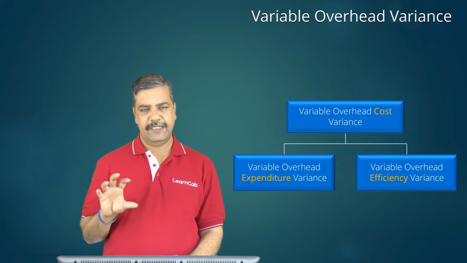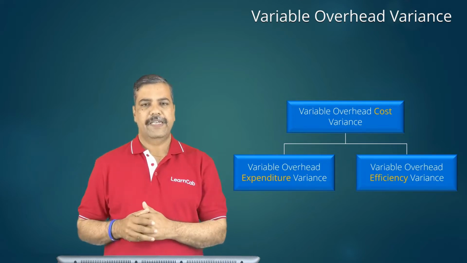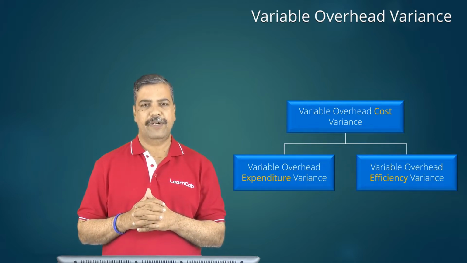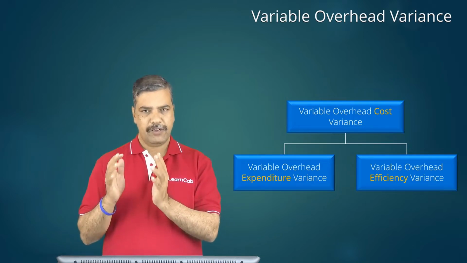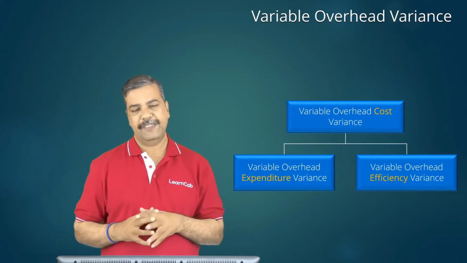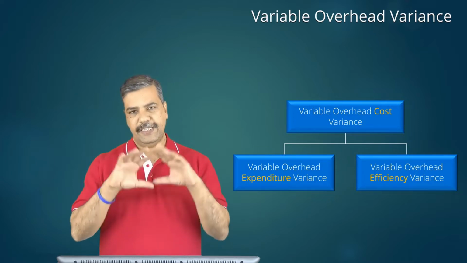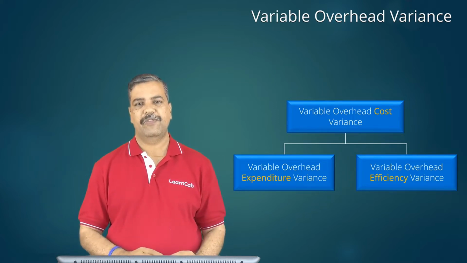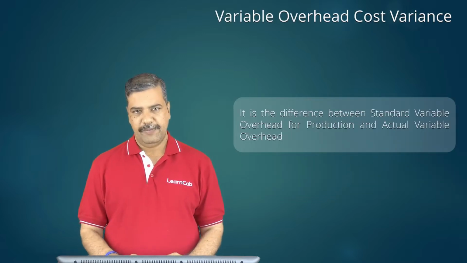So, we need to analyze variance in the first two things, that is fixed and variable. Then we need to go for further study of what variable overhead variance means. In that, we need to analyze what the variable overhead cost variance is, and what the variable overhead expenditure variance and variable overhead efficiency variance are. So, these are the things which we need to analyze when we go for variance analysis in terms of variable overheads. So, let us study the first one, variable overhead cost variance.